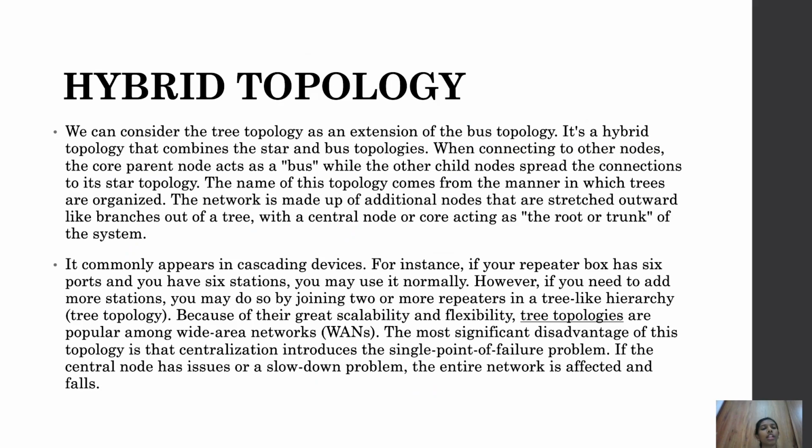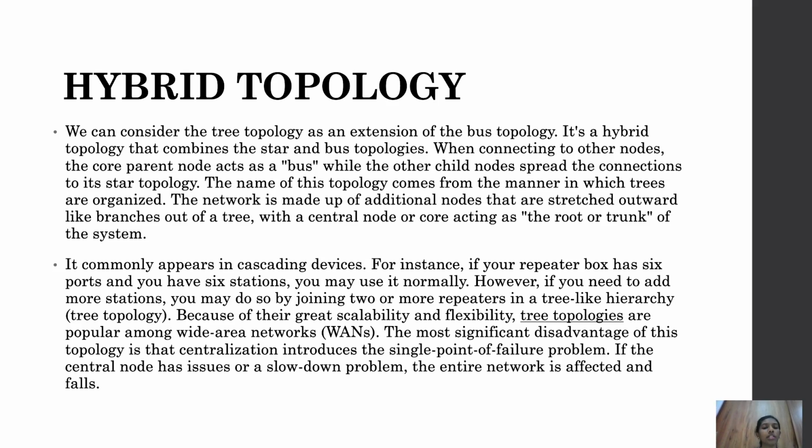Hybrid topology. We can consider the tree network as an extension of bus topology. It's a hybrid topology that combines the star and the bus topology. When the connection of other nodes to the core node acts as a bus, the other child nodes spread the connections into a star topology. The name of this topology comes from the manner in which trees are organized. The network is made up of additional nodes that are stretched outwards like branches out of a tree, while a central node or core node acts as the trunk or root of the system.